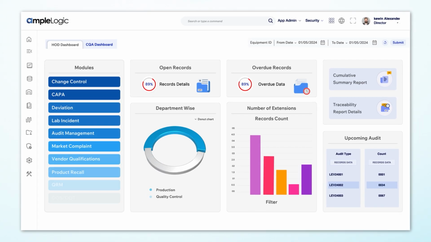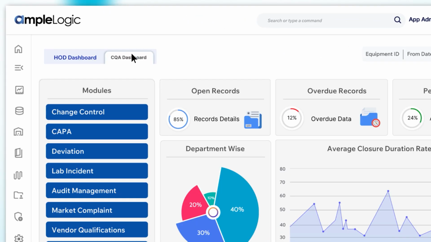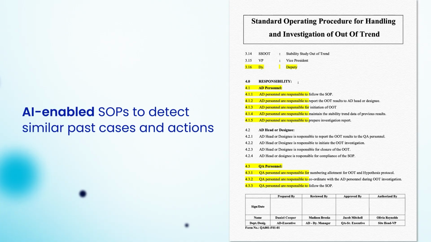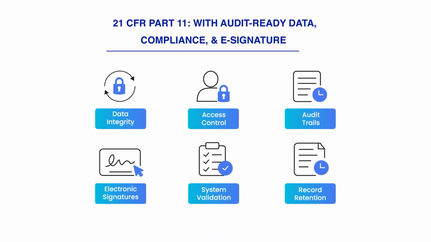Along with the access management, which is role-based and audit-ready, find AI-enabled SOPs to detect similar past cases and actions, and 21 CFR Part 11 with audit-ready data, compliance, and e-signature trails.